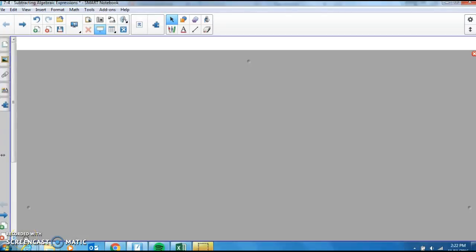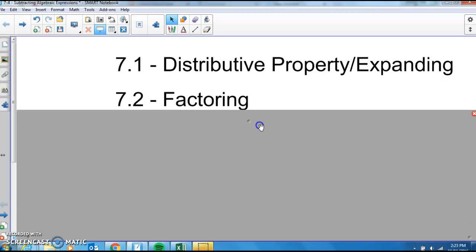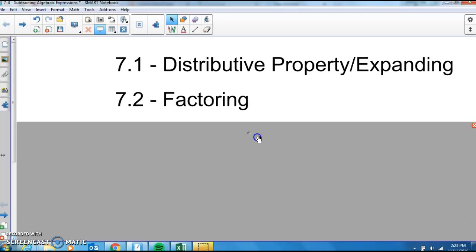As you'll recall, over the last week or so, we started with 7.1. 7.1 covered the distributive property. Another name that you'll often hear is expanding the problem, which means the same thing as the distributive property. We then moved to 7.2, which is factoring, where you had to take out the greatest common factor.